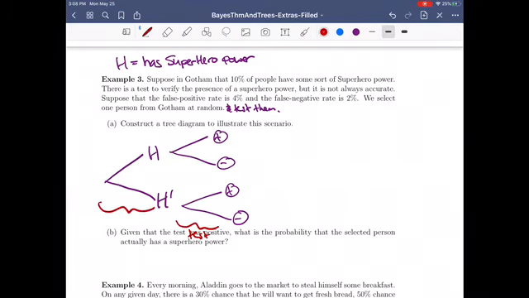This is the power or not. Okay, so this is the true value. So 10% of people have some sort of superhero power. So the probability that I get someone that's a superhero is 0.1, which means 0.9 is the probability of not a superhero.